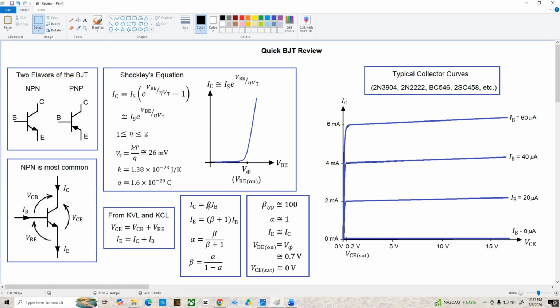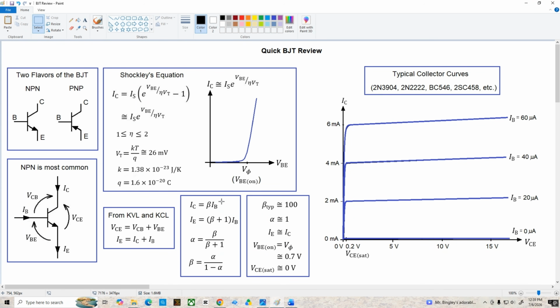current is equal to beta times the base current. Beta is assumed to be constant for a given transistor. Typically it can range from maybe 50 to 300, but very often I'll just approximate it as being 100 because that's usually close enough to the truth.